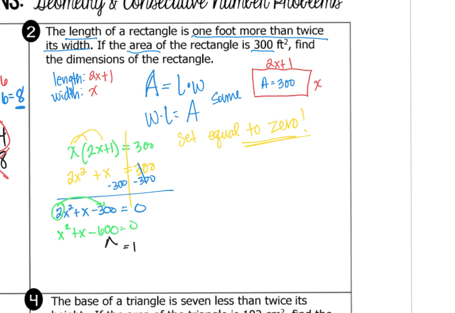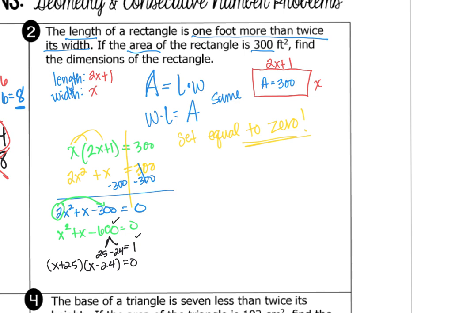And that would be, let's see, it's going to be 25 and a negative 24. Okay, 25 times negative 24 multiplies to negative 600. 25 minus 24 equals positive 1. So we will rewrite this now as x plus 25 times x minus 24 equals 0.